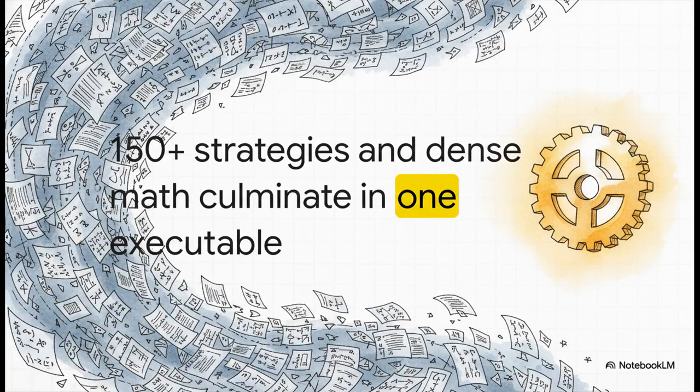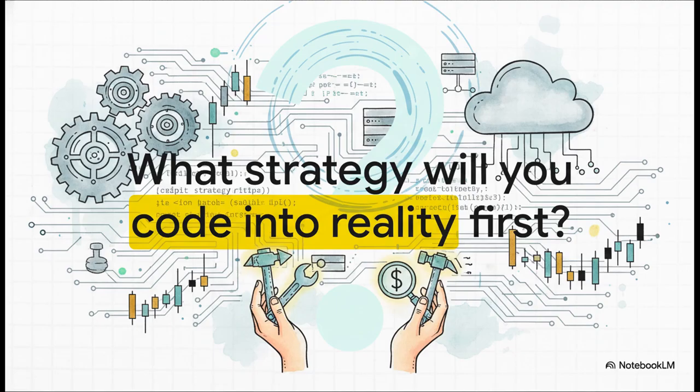We're talking about over 150 pages of dense theoretical mathematics, over 150 complex quantitative strategies, and it all culminates in this one executable function call. This is the moment where the theory finally leaves the whiteboard and becomes purely actionable in the market. And that brings us to the end of our journey through this source material. You now understand not just the what, but the how. You literally possess the mechanical scaffolding to build and backtest real quantitative models. The tools are in your hands. So, the only question left is, what strategy are you going to code into reality first?